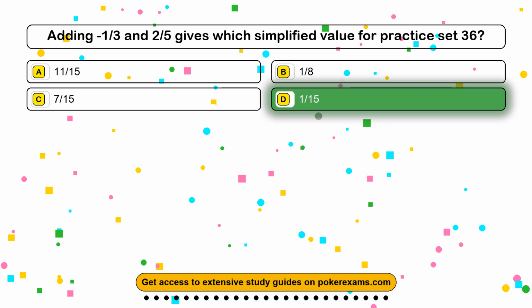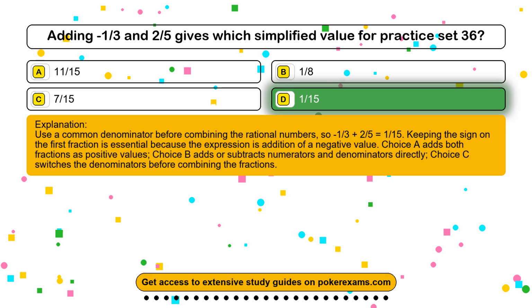The correct answer is option D, 1/15. Use a common denominator before combining the rational numbers, so -1/3 plus 2/5 equals 1/15. Keeping the sign on the first fraction is essential because the expression is addition of a negative value. Choice A adds both fractions as positive values, choice B adds or subtracts numerators and denominators directly, choice C switches the denominators before combining the fractions.